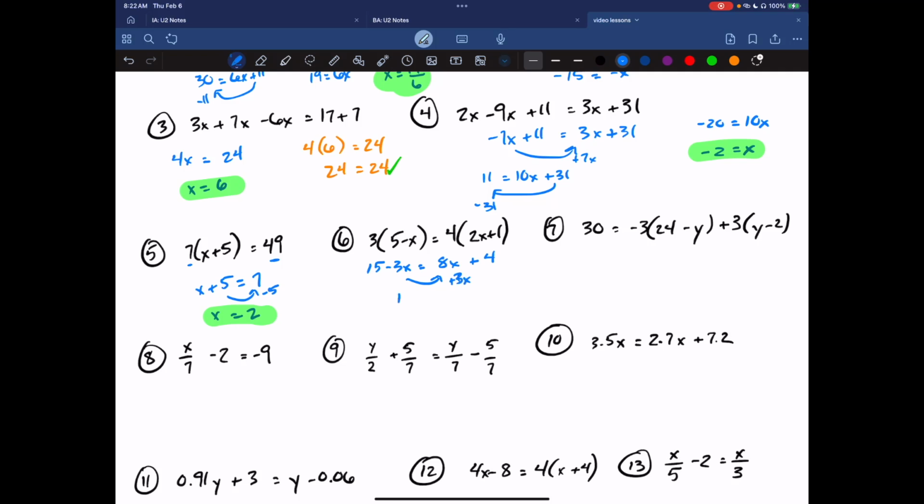So that's going to be 15 equals 11x plus 4. I'll move the 4 over, minus 4. So you have 11x, or excuse me, 11 equals 11x. So x equals 1.